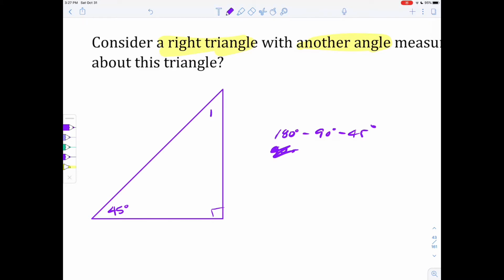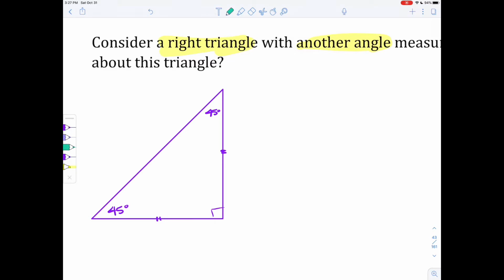And the result of that would be 45 degrees, which is interesting because that makes this an isosceles triangle. If two angles are the same, then the triangle is isosceles, and the sides opposite those angles must also be the same. So if those two sides are the same, then we can give them labels.